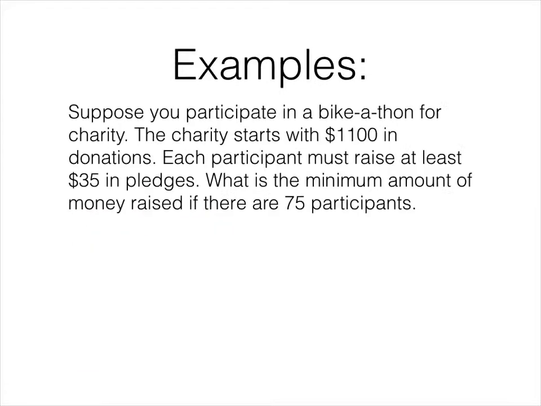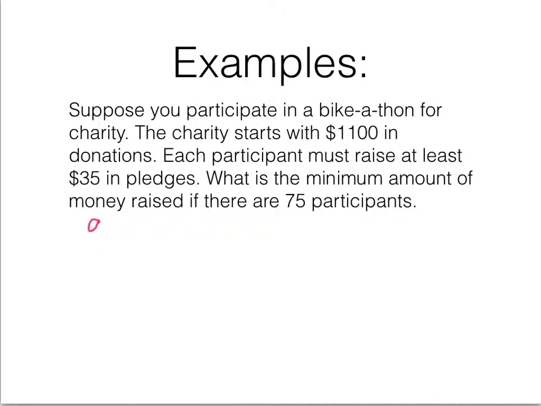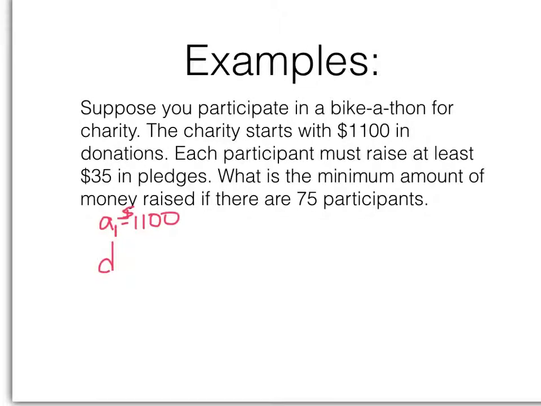Next example. All right. Suppose you participate in a bikeathon for charity. The charity starts with $1,100 in donations. Each participant must raise at least $35 in pledges. What's the minimum amount of money raised if there are 75 participants? Well, this lends itself to an arithmetic sequence, so we're going to start by talking about it as if we have an A1, first term, and that first term here is going to be $1,100. We also have a common difference of 35.